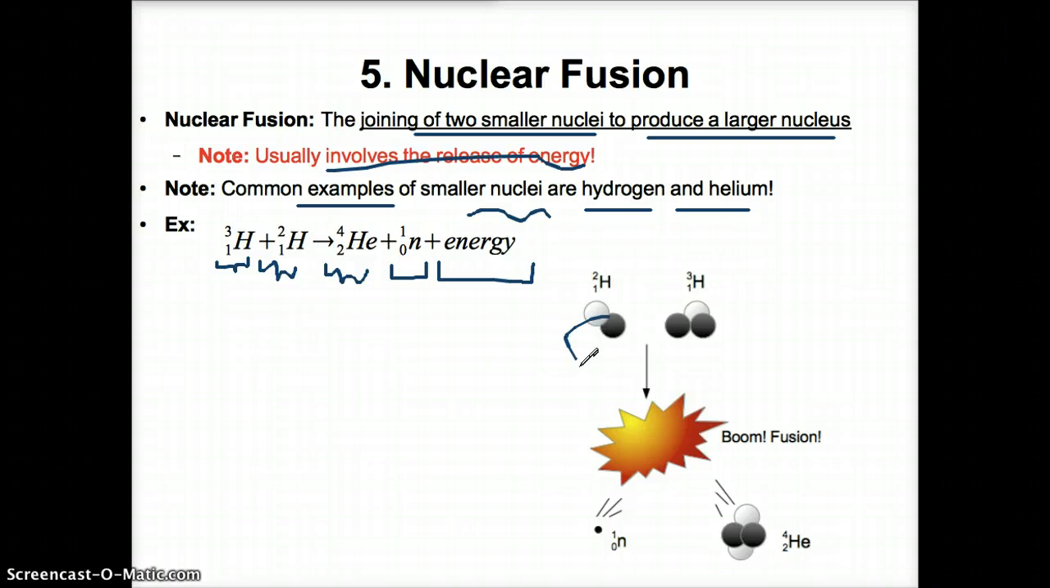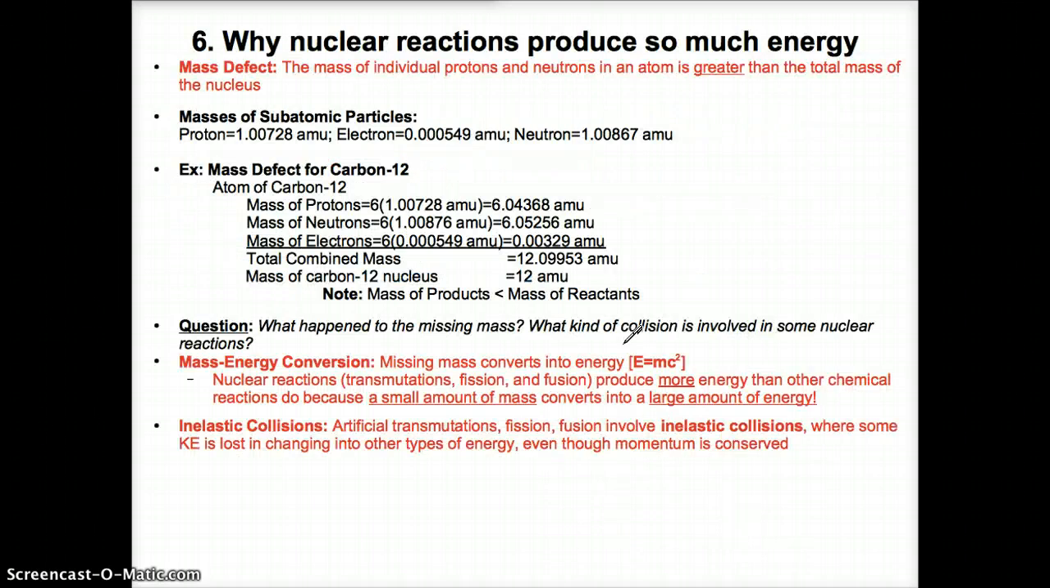And fusion is also shown here in a diagram with these two lighter nuclei, H-2 and H-3, combining to form one heavier nucleus, He-4, along with the release of a neutron and lots of energy. Actually, this is just a diagram of the example I showed here, so it visualizes this really nicely. All right, let's now discuss why nuclear reactions produce so much energy in the first place.